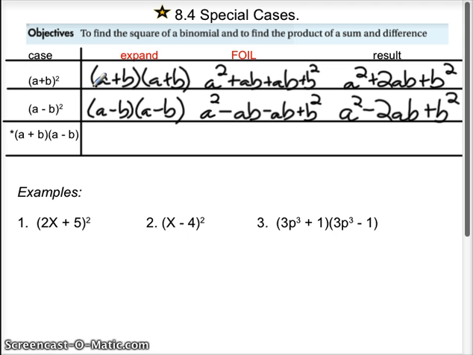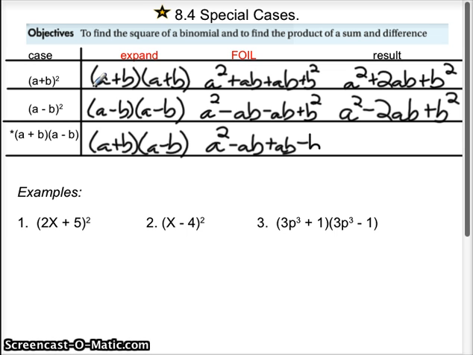Well, the expanded form really isn't expanded. It's just exactly the same as what's written. But something really awesome happens here. When you have that sign change, something amazing happens. So we're going to FOIL this out. A times a gives us a squared. A times negative b gives us a negative ab. B times a gives us a positive ab. B times negative b gives us a negative b squared.